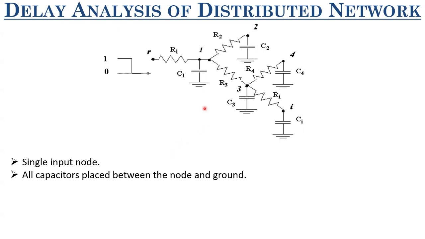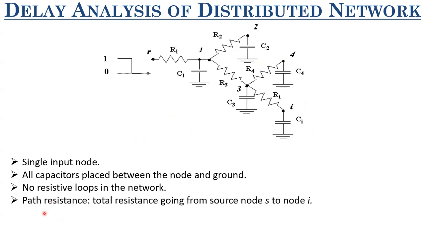And the other assumption is that there are no resistive loops. That is, no resistance is connected such that there's a loop like this, right? So these are the three assumptions under which Elmore calculated the delay of this distributed network. He formulated this delay expression by describing two different kinds of resistances. One he classified as the path resistance.